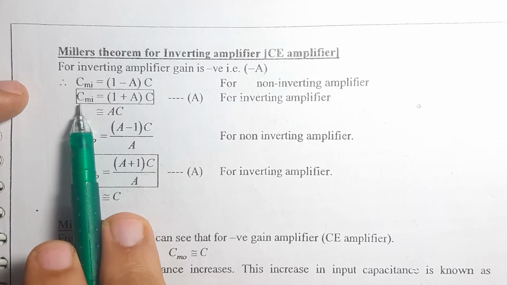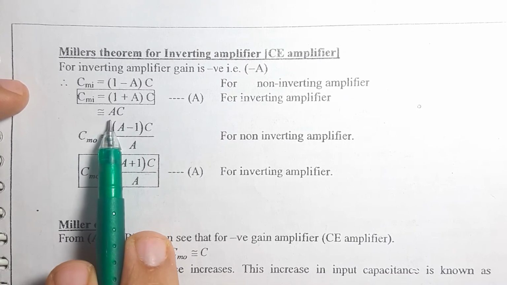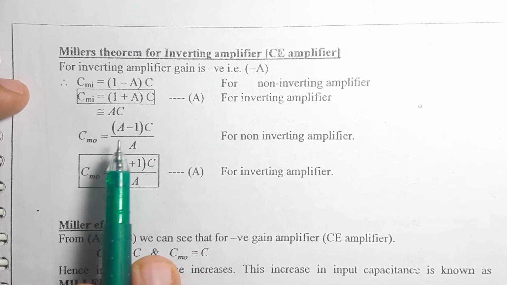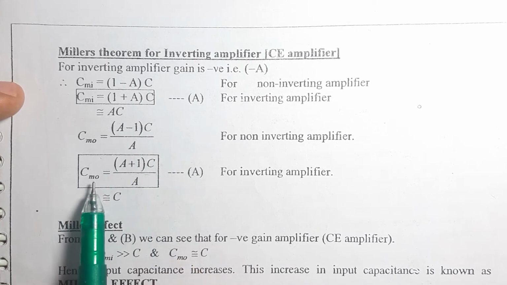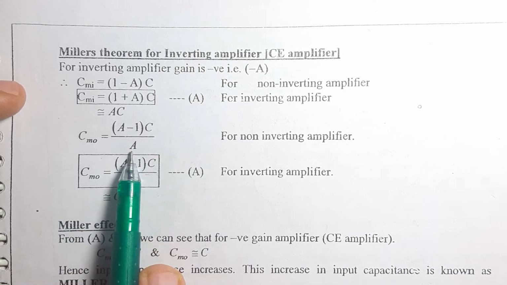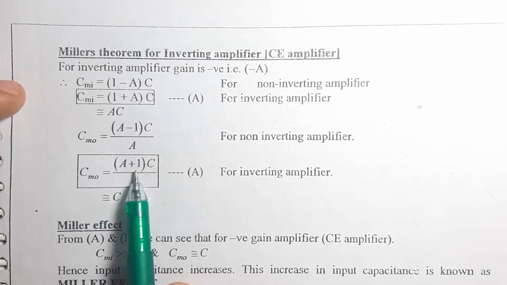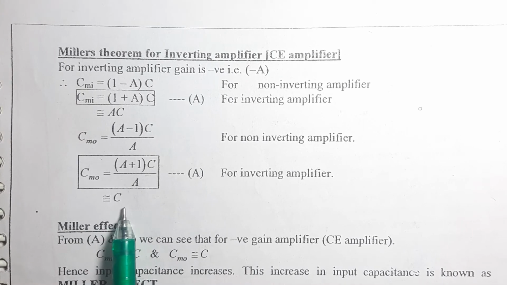So now your input Miller capacitance is approximated to A into C over here. A is nothing but the gain and C is nothing but the capacitance. Similarly, your C_MO is written as C into (1 minus 1/A). Therefore, substituting minus A over here, we get C_MO equals (A plus 1)/A into C, which is almost equal to C.